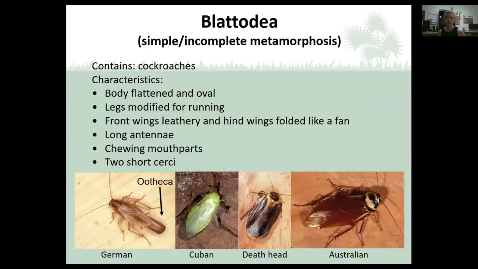So the Blattodea is the cockroach order. There have been some recent changes in the classifications, and cockroaches now include termites in this order, but for the purposes of this, we're going to keep them separate because that's how I was taught, but it probably doesn't matter to you, but just so you know. I feel like everybody's pretty comfortable with what a cockroach looks like. They're flat, they've got leathery forewings, and they're gross. So we'll move on from there.